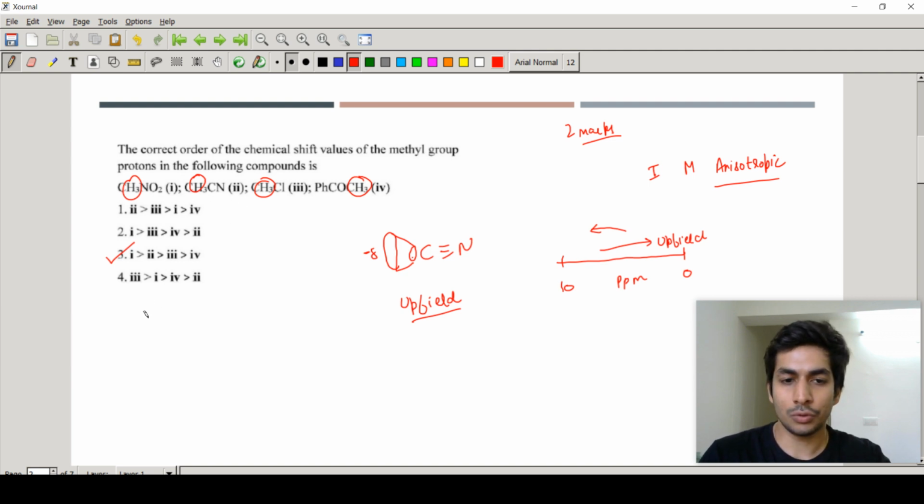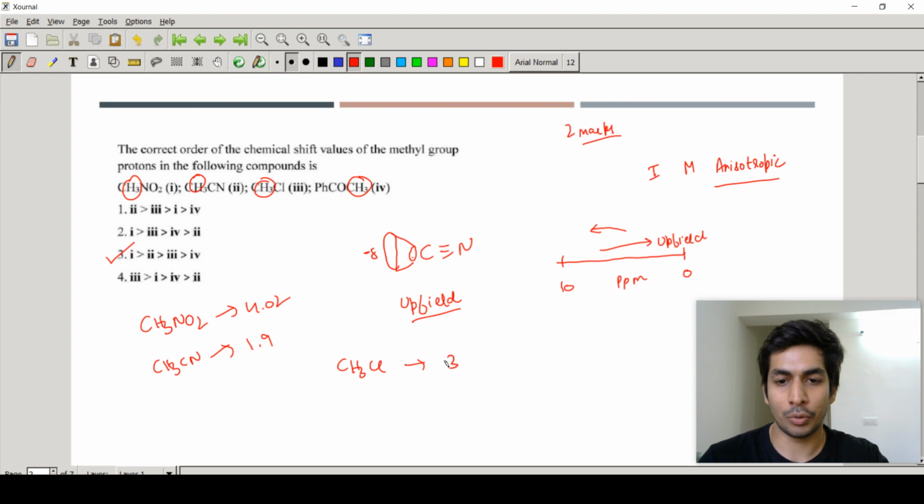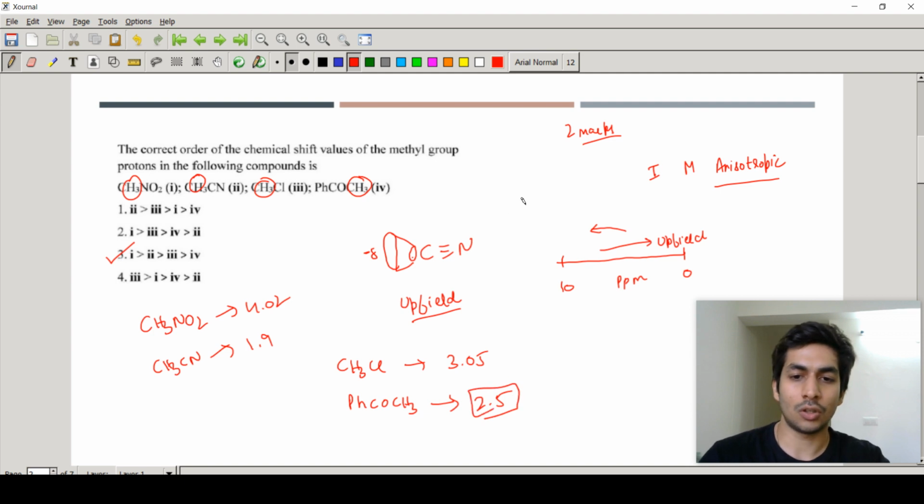So what are the actual values? If I write down the actual values over here, your nitromethane methyl protons come at a value of 4.02. Your nitrile CH3CN actually comes at a value of around 1.9 ppm. Then we have CH3Cl at a value of 3.0 ppm, and then we have PhCOCH3, a carbonyl group attached to the methyl, with a value of around 2.5. So based on this, we can say that the answer is first 1, 3, 4 and 2.